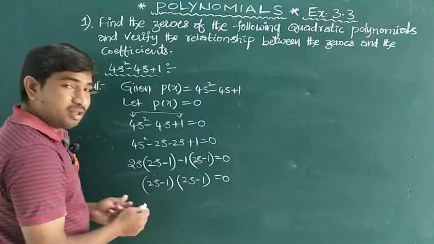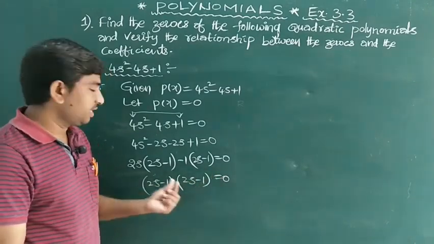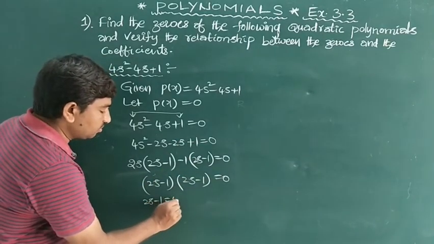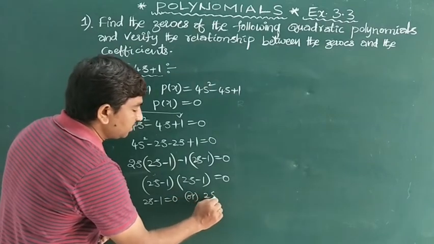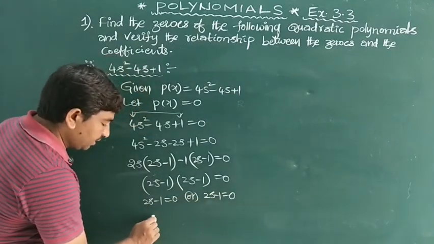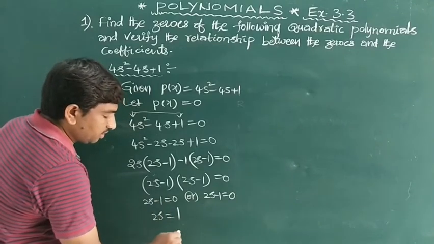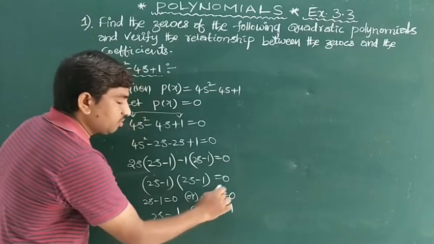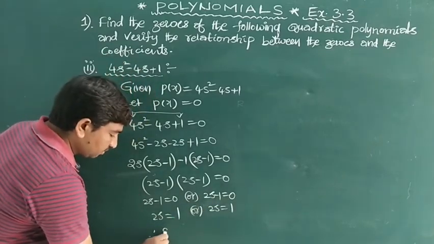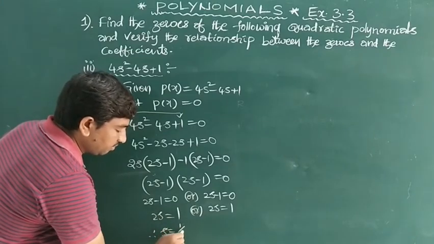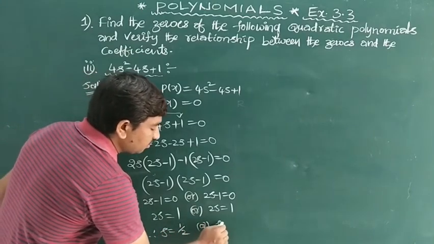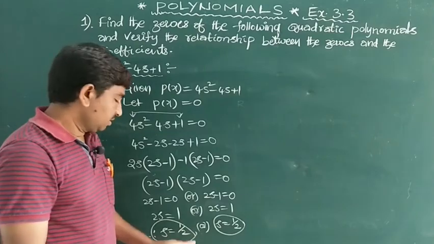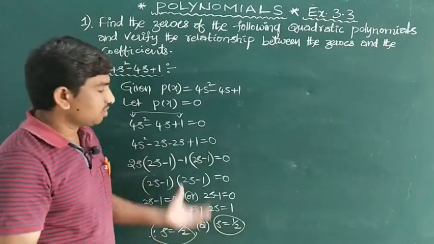I said already, if a into b is equal to 0, then either a is equal to 0 or b is equal to 0. Means here 2s minus 1 is equal to 0 or 2s minus 1 is equal to 0. Finally, 2s is equal to, sending the 1 outside it becomes plus 1. So s is equal to 1 by 2, or s is equal to 1 by 2. So 1 by 2 and 1 by 2 both are the zeros of the polynomial.